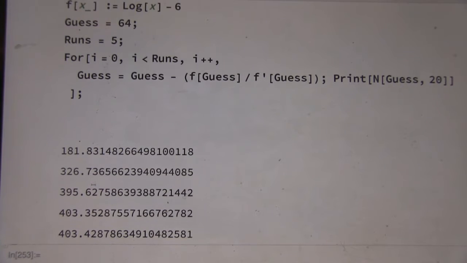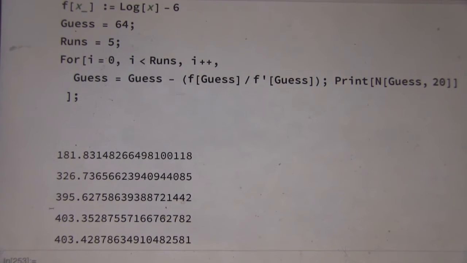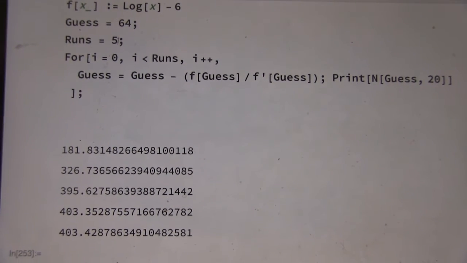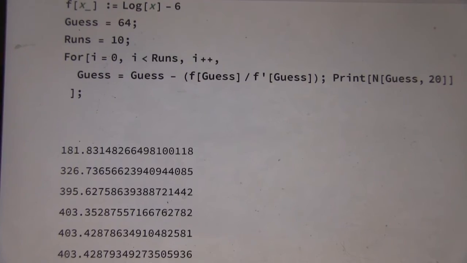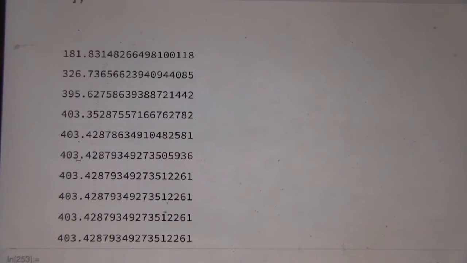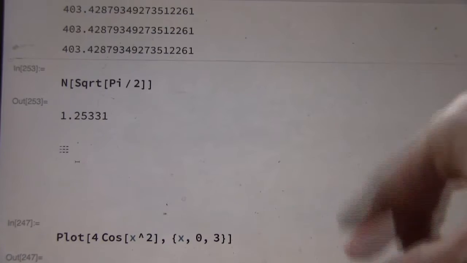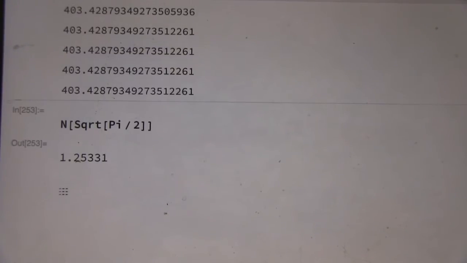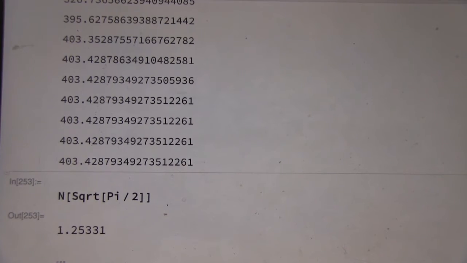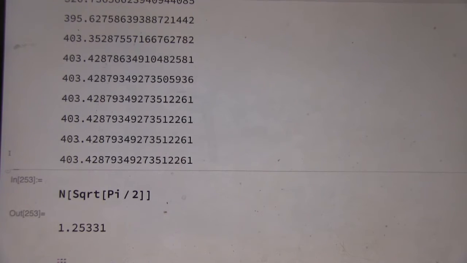All right. That seems to have got it pretty close. Although we're not even sure with 5 runs if we're at even 1 decimal point of accuracy. Let's do 10 runs. Okay, scroll all the way down. So we have about 403.42879, and we can see that this isn't changing. So we got it.